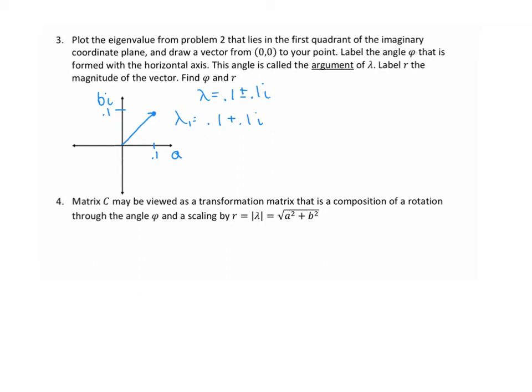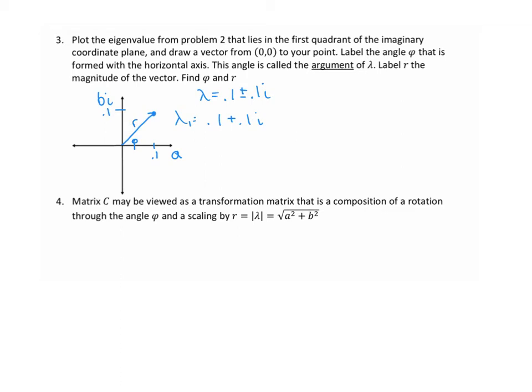So we have this vector. We have 0.1 plus 0.1i, and we have it graphed. We're going to label the angle phi that is formed with the horizontal axis, so that's going to be this angle in here. And then we are going to label r as the magnitude. Magnitude, think pre-calc, think length. R would be the length of that vector.